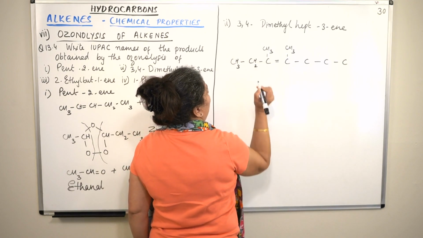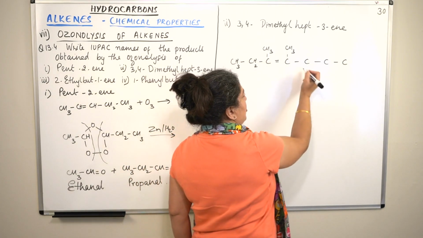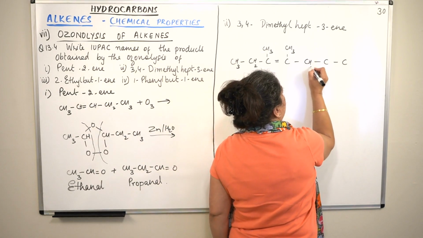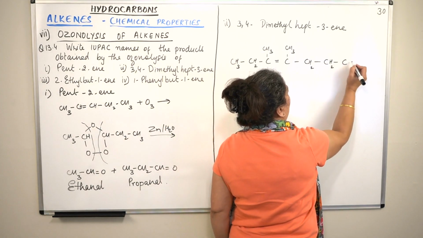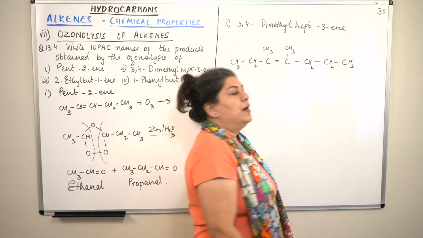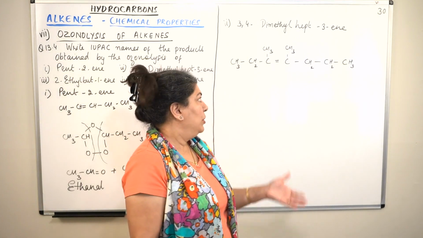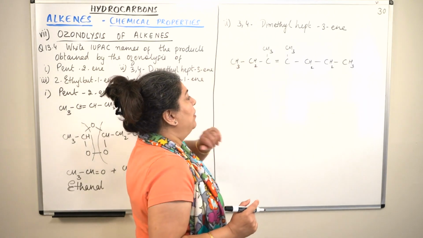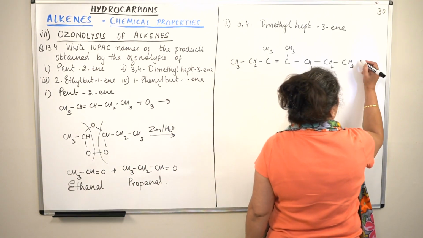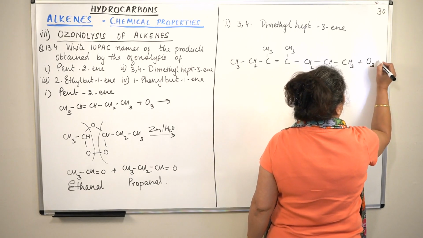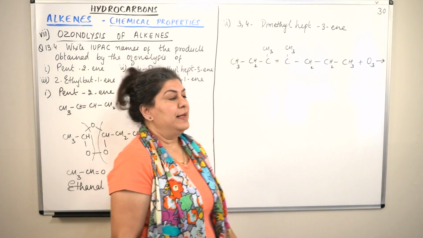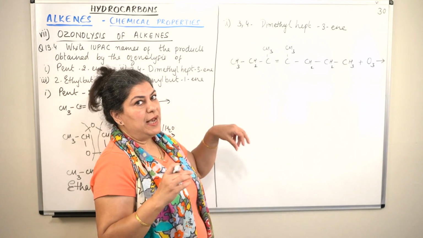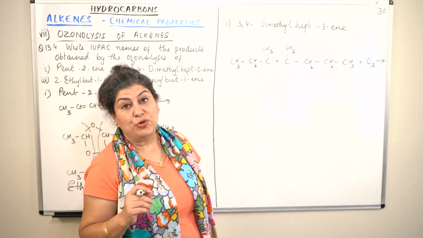here, 1, 2, 3, 4 bonds, 1, 2, 3, 4 bonds, no hydrogens required, 2 bonds, 2 hydrogens, 2 bonds, 2 hydrogens, 1 bond, 3 hydrogens. So every carbon in this way is forming 4 bonds. So we wrote down the structure of the compound. Now this is undergoing ozonolysis. So add ozone to it. And in the next step of the reaction, as the intermediate, we are going to get the ozonide here.